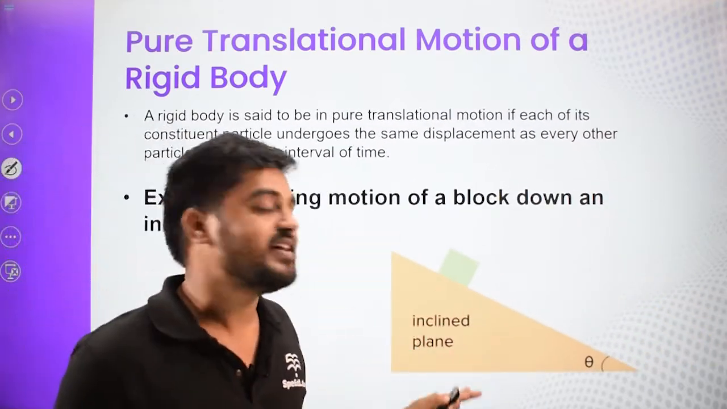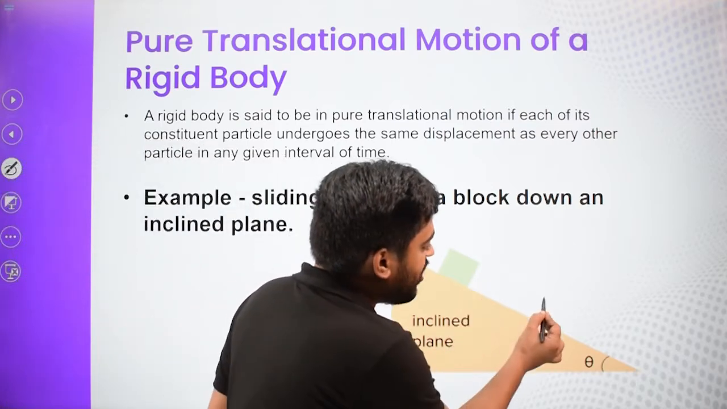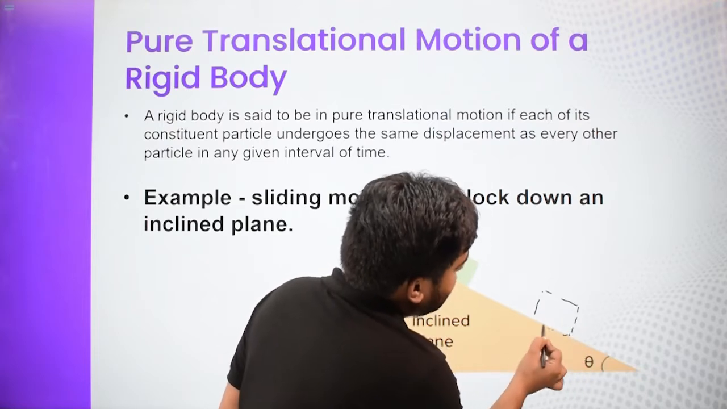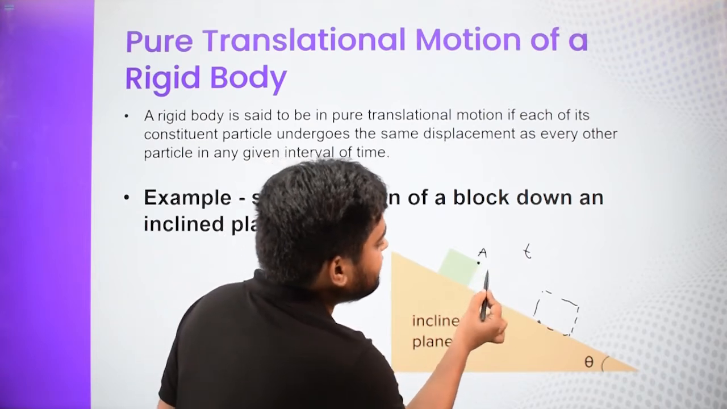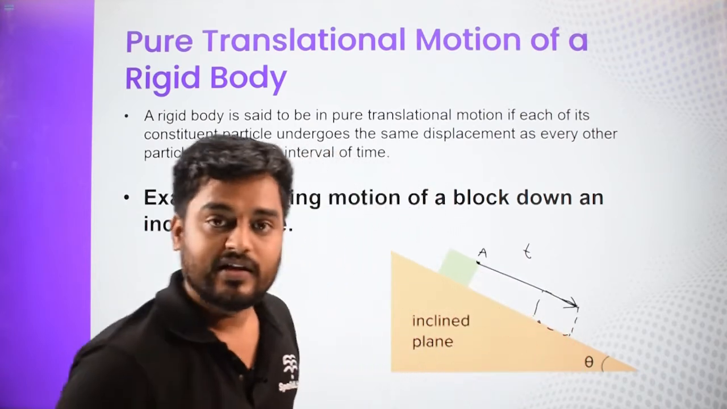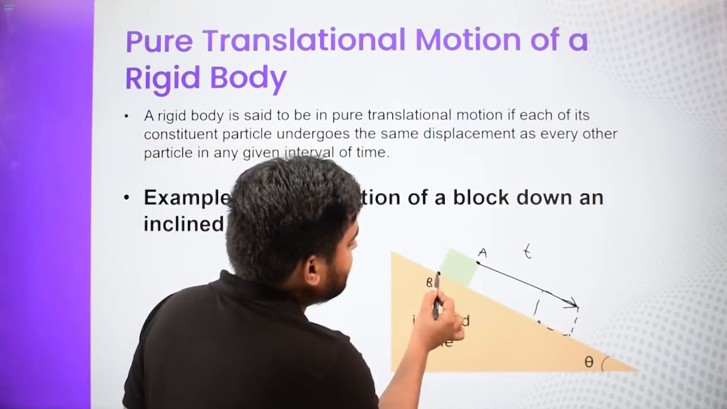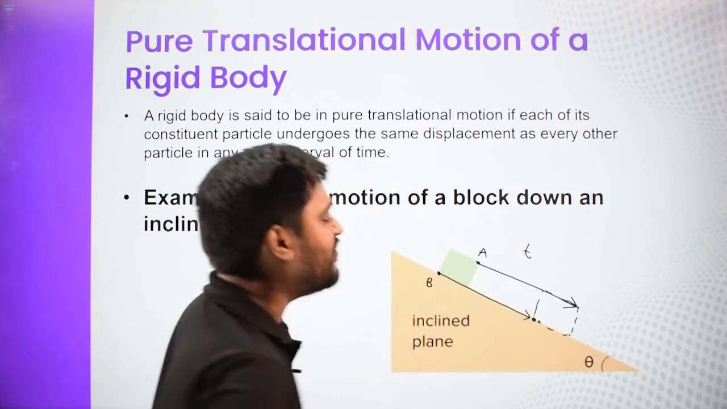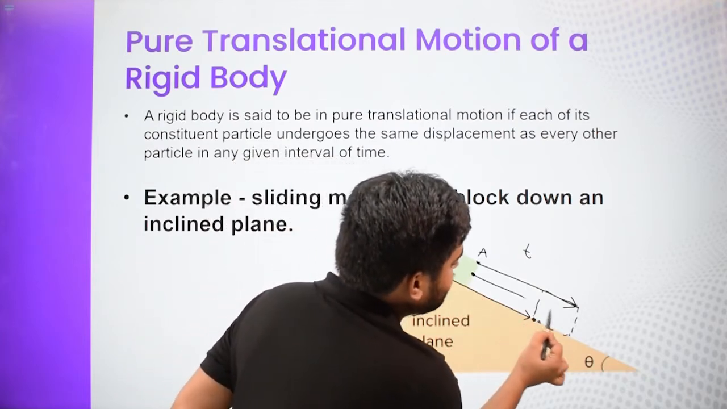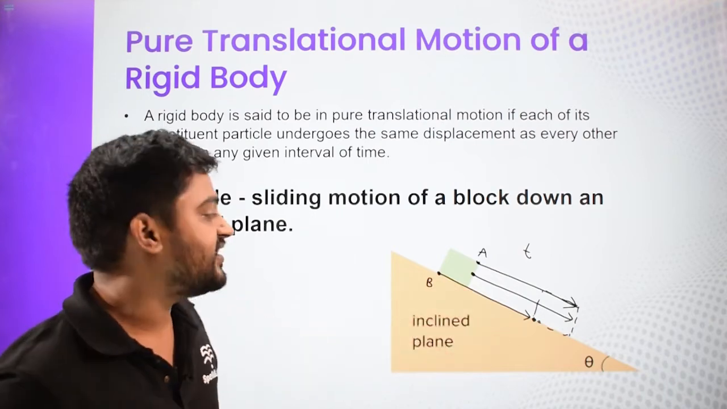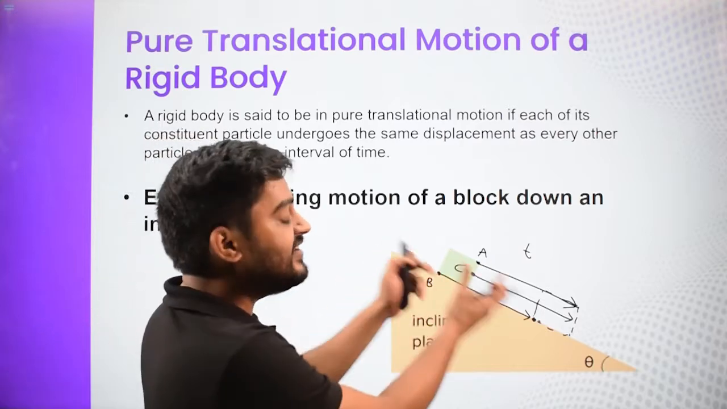This is a simple physics example: the sliding motion of a block down an inclined plane. Say this block reaches over here in some particular time t, and if this point is A, then A moves like that. This is the displacement vector for A. If I talk about this particle, let us say this is B, then B moves all the way up to here in the same duration delta t. If we talk about another particle C over here, this is how C moves. As you can see, the displacement vectors for particles A, B and C are all the same, and that is the displacement of the entire body as well.